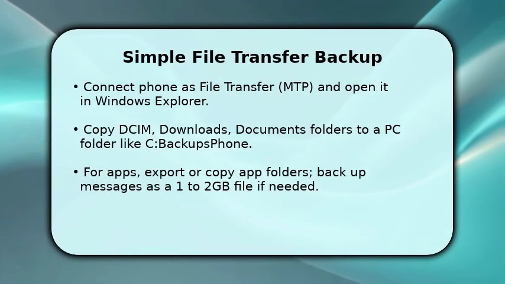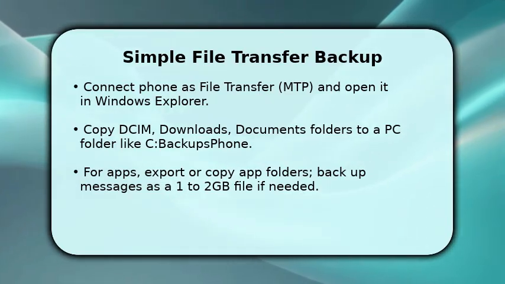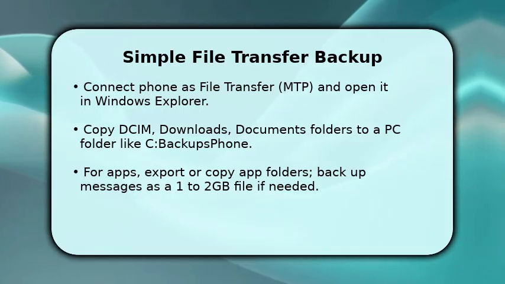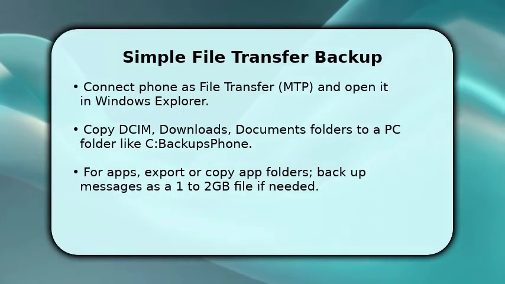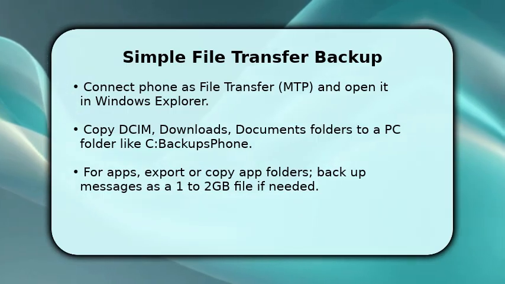Next, perform a simple backup using file transfer mode over USB. Connect the phone and choose file transfer on the device when prompted by the USB menu. Open Windows Explorer and browse the phone storage to find DCIM, downloads, documents, and WhatsApp folders.